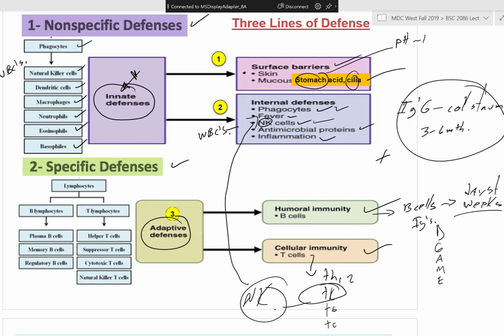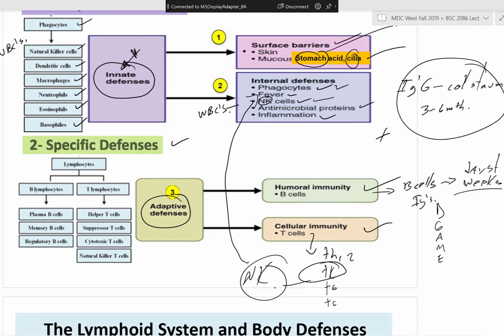The T helpers, you make one specifically to recognize each individual antigen. The T suppressors, the same thing. And the T cytotoxics, the same thing. You need to make a specific one. So natural killers are some of your T cells, but they are part of the innate defense. They're non-specific. So these guys, whether the B's or the T's, are part of your specific defense.